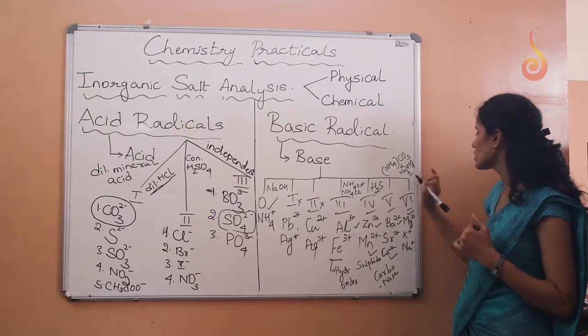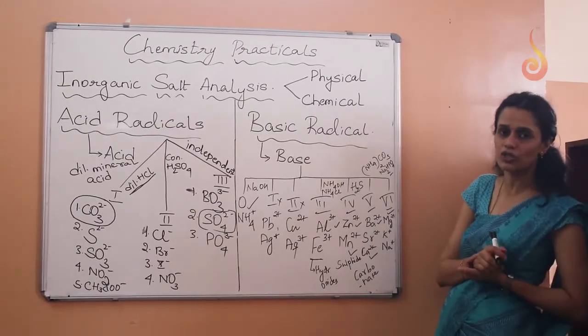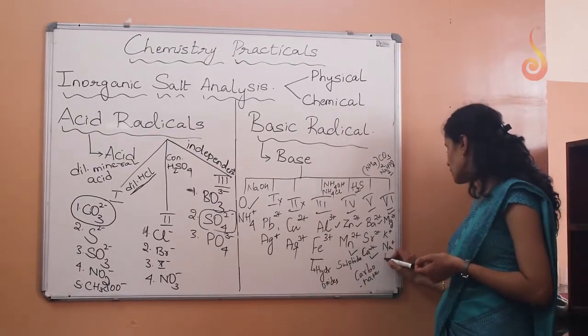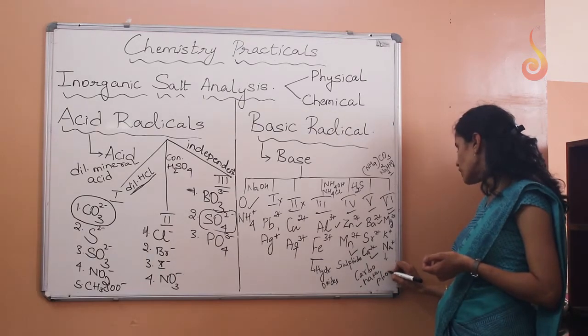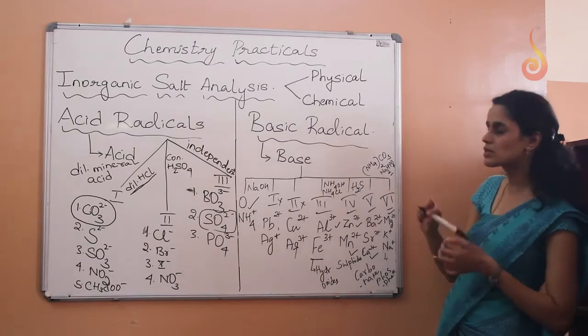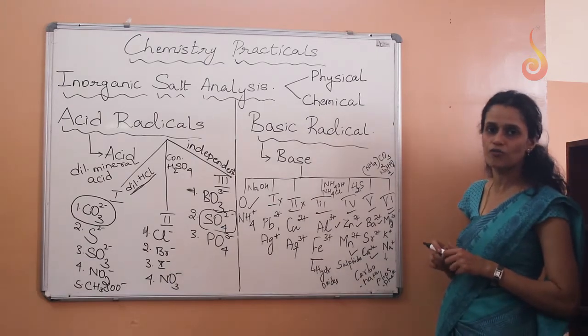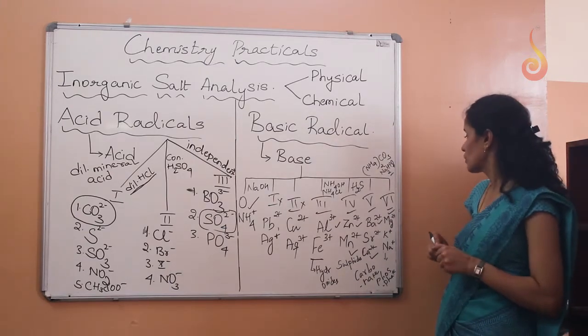And last but not least, disodium hydrogen phosphate. When we use it, we get the precipitate as phosphate. We get a phosphate precipitate. So that's the reason we use disodium hydrogen phosphate as a group reagent.